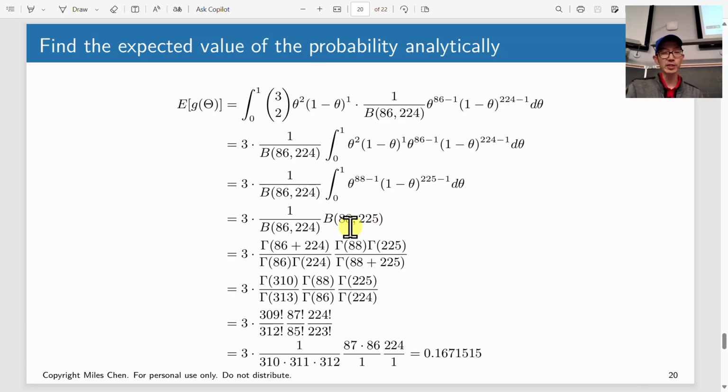So we will expand this out. This becomes gamma 86 times gamma 224, and then in the numerator we have gamma of 86 plus 224. And then over here we have gamma 88, gamma 225, divided by gamma of 88 plus 225. So 86 and 224 add up to 310, and 88 and 225 add up to 313. And so now we'll just go ahead and use the factorial equivalence of the gamma function.